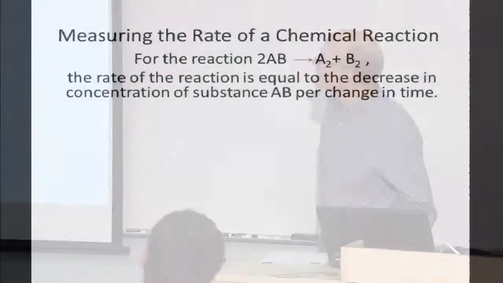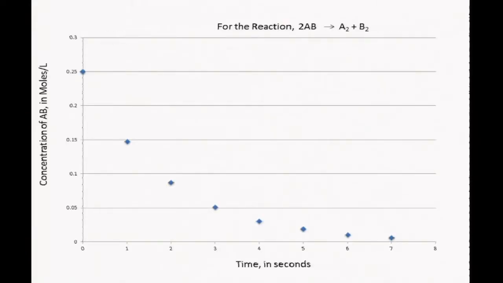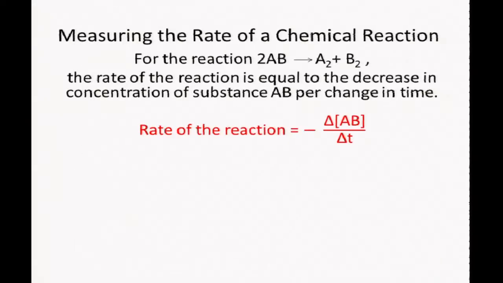Okay? So for that reaction, the rate of the reaction is equal to the decrease in the concentration of AB per change in time. We'll go backwards there. So the rate would just be the change in the concentration of AB per change in time. What's happening to AB? Is it increasing in concentration or decreasing? It's decreasing as we go along, right? It's dropping. So when I write that down, I'm just going to say the rate of the reaction is negative because it's going down.